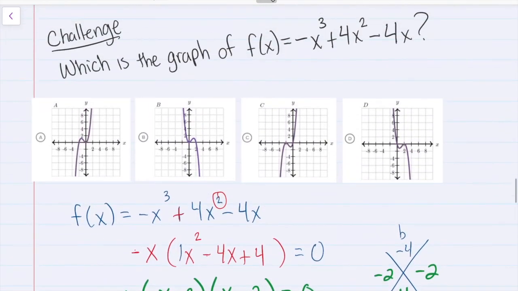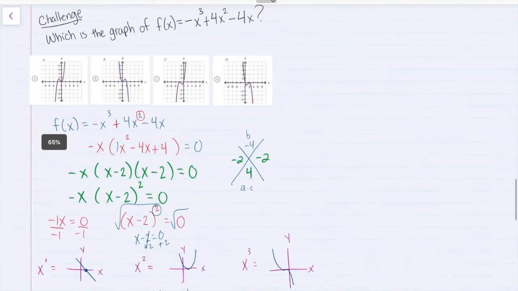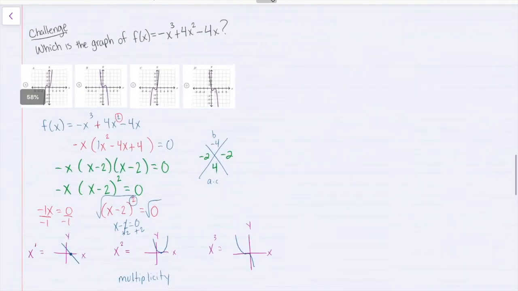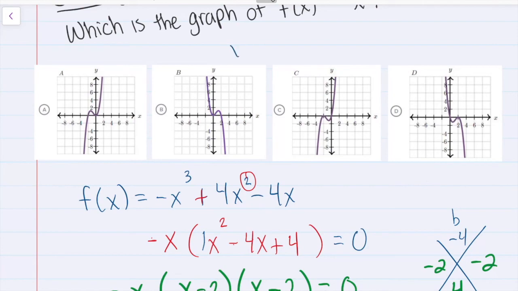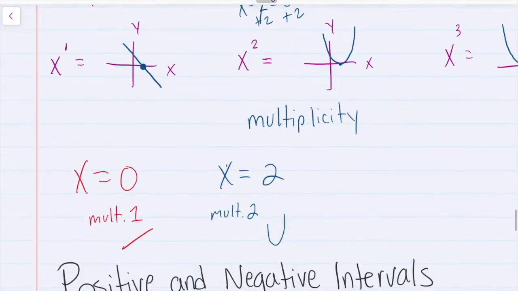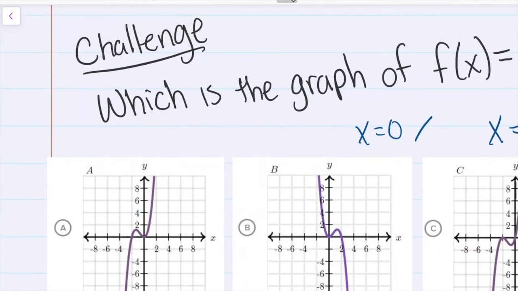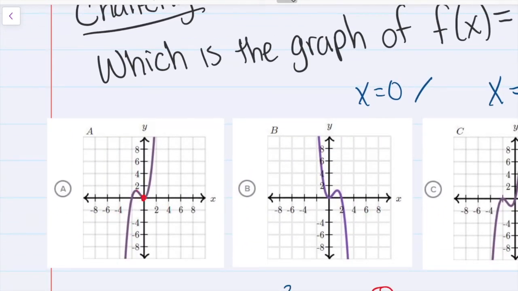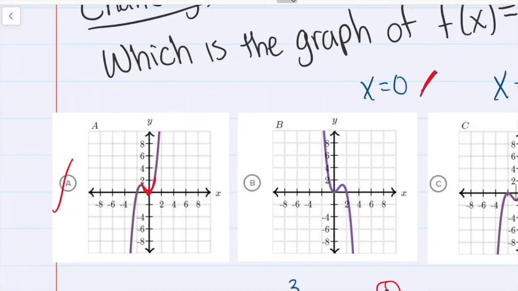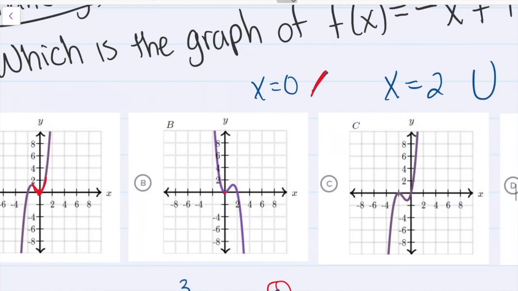Here we go. Let me rewrite them on top here. When x equals 0, it's going to cross as a line. When x equals 2, it's going to cross like a parabola. Let's check them out. At 0, let's look at letter A. Is it crossing like a line? No, look, it's crossing like a parabola. We needed it to cross like a line, so that's wrong. At B, at 0, is it crossing like a line? No, it's another parabola. That's wrong.